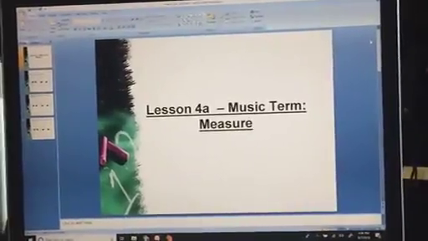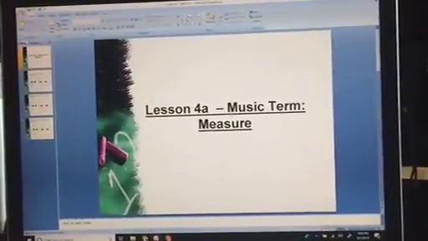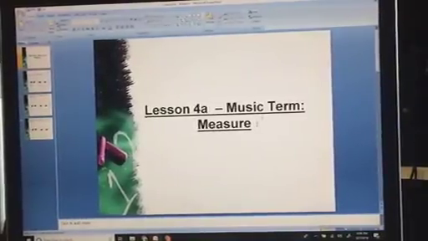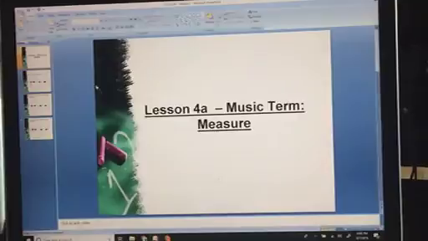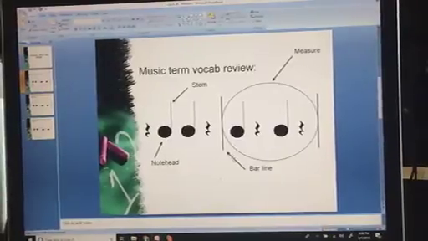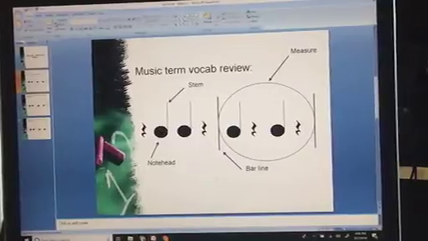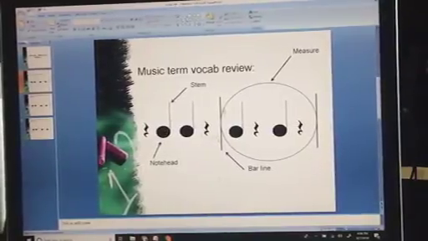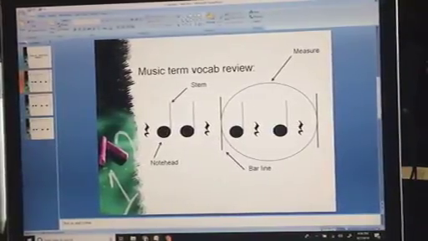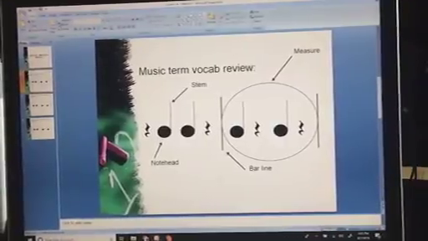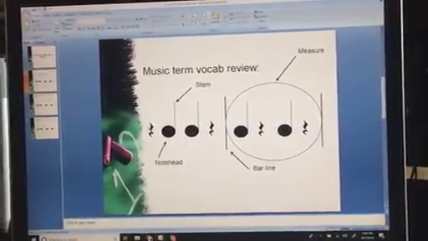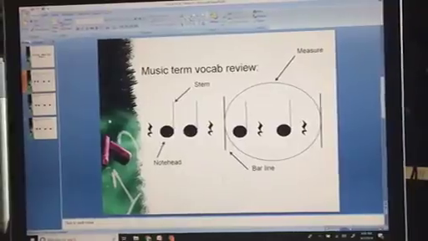Lesson 4A is going to be just a music term lesson. And this music term that you're about to learn is called measure. So far we've learned about note head, which is this part right here of the note, stem, which is the thingamajiggy, and the bar line that divides our rhythm patterns into sections. And remember, each section is going to have the same amount of beats.